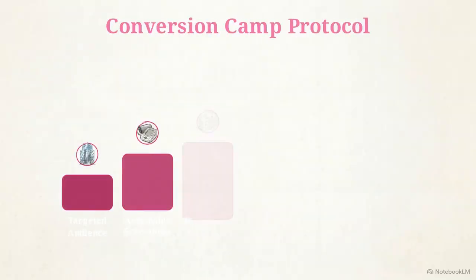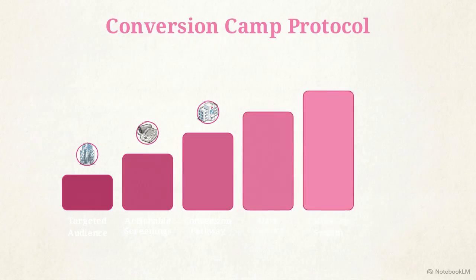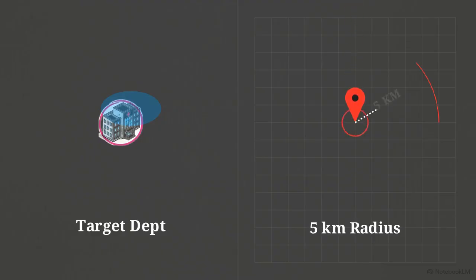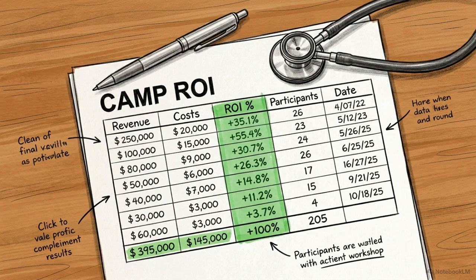To change that, we are going to implement a 5-step framework. This protocol is designed to achieve a minimum 25% conversion rate, turning transient camp attendees into paying, loyal patients. Before we start the steps, you need 2 things locked in. First, choose a specific medical department you want to grow. Second, secure a venue that is no more than 5 kilometers from your hospital doors. The goal here is simple. We are shifting the objective from generating vague community goodwill to measuring exact return on investment.